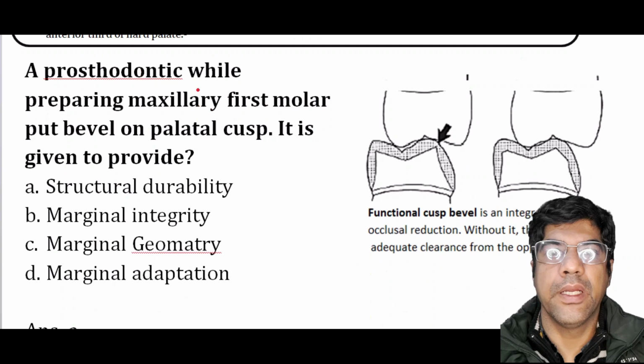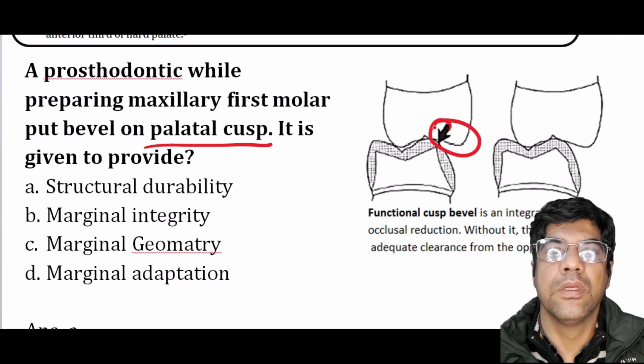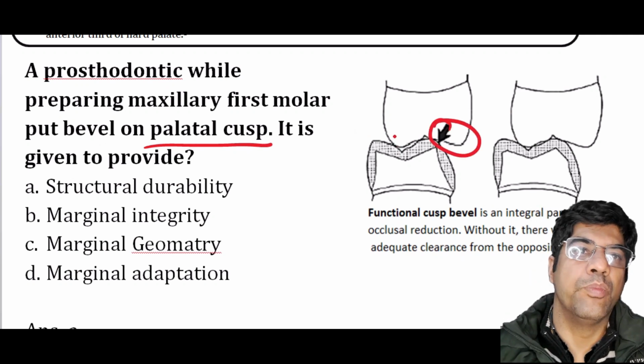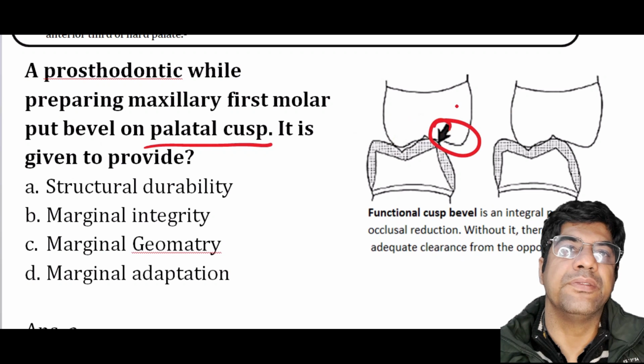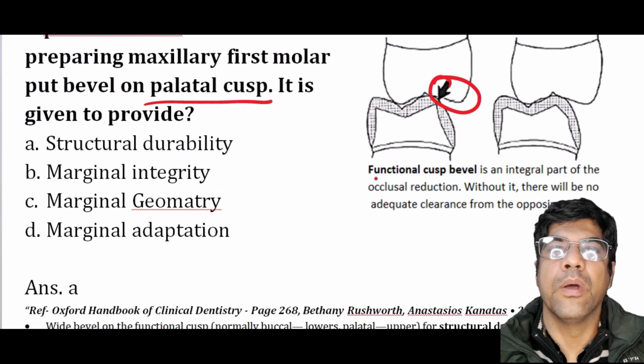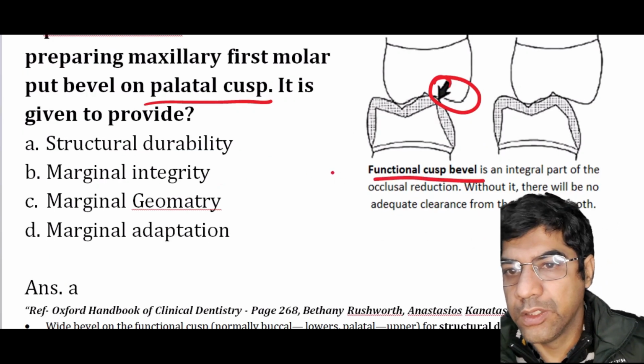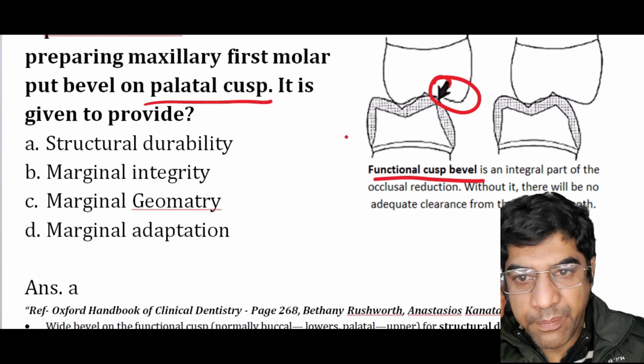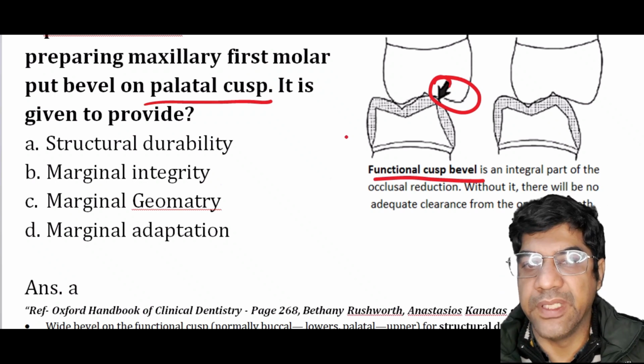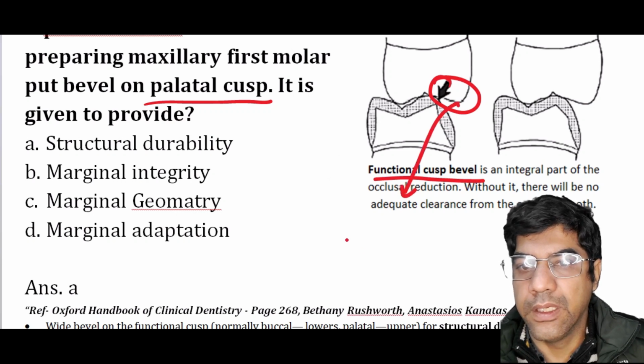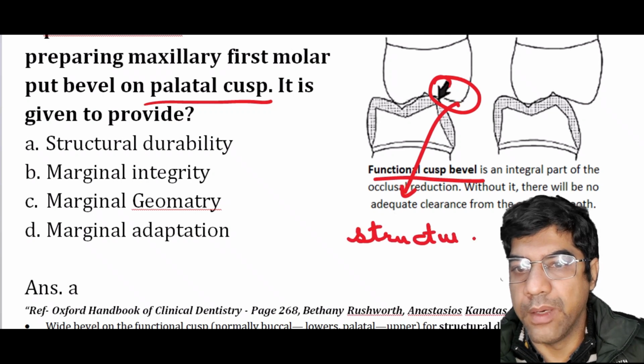In prosthodontics, while preparing the maxillary first molar, a bevel is put on the palatal cusp. That is done to provide structural durability. So the use of the bevel on the palatal cusp of the maxillary first molar during prosthodontic preparation serves the purpose of providing structural durability.